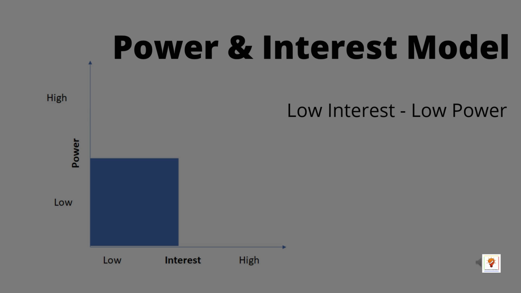how to engage them. Refer to the image of the power and interest model, where each person is analyzed based on power and interest he or she has. Low interest and low power. Here you can put fewer efforts and keep monitoring these stakeholders' changes to high interest and power.